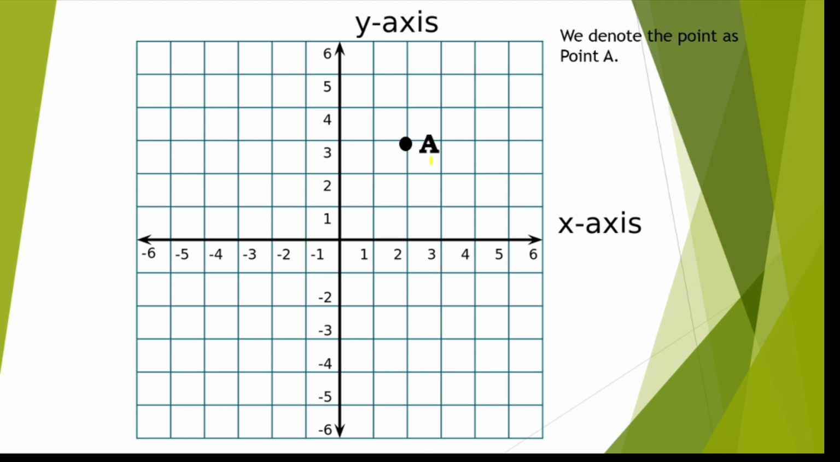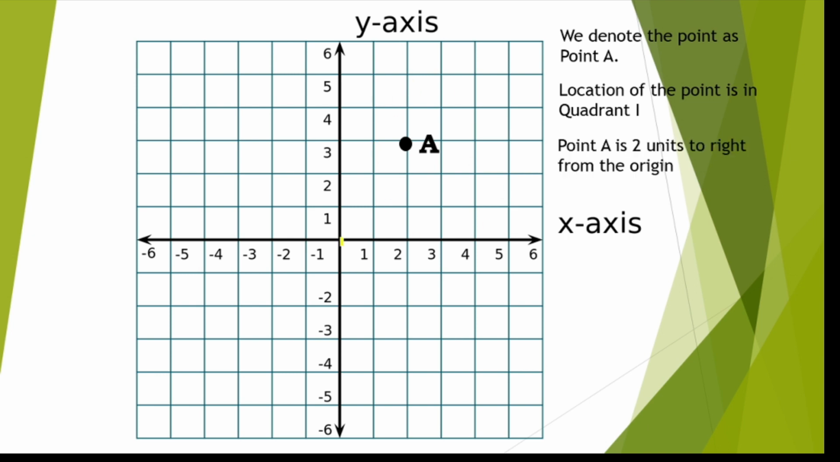Let us denote the point as point A. Now, point A is located in quadrant 1. Point A is 2 units from the origin. Take a look at this. This is our origin. So we have 1, 2. So that is 2 units from the origin on the right side of the x-axis.